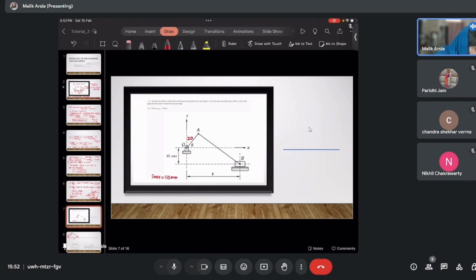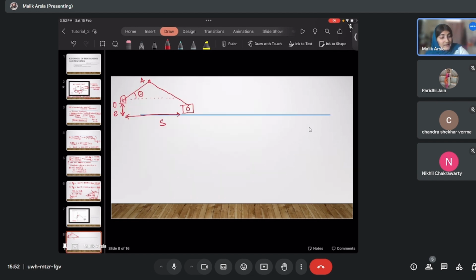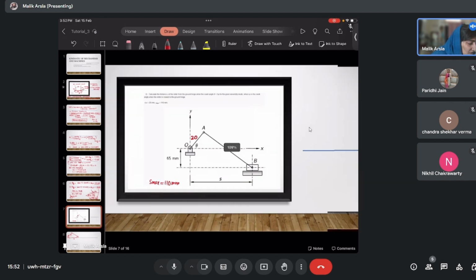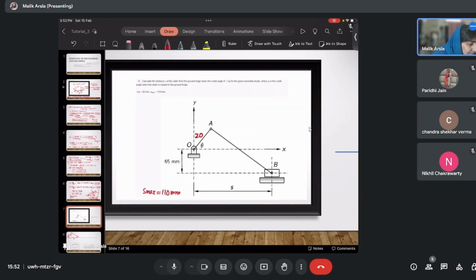Now what they have asked is, calculate the distance S of the slider from the ground hinge when the crank angle theta is equal to 2 phi. So basically this theta here, when it becomes 2 phi, you have to figure out the distance of the slider. Now, what is the catch in this question is that phi is the angle when slider is the closest.